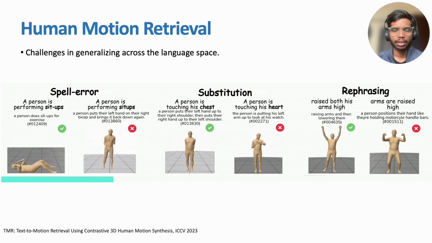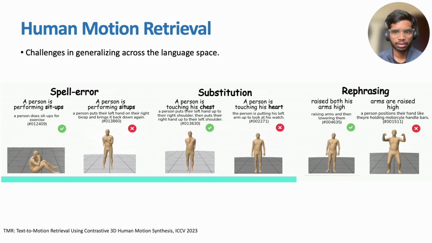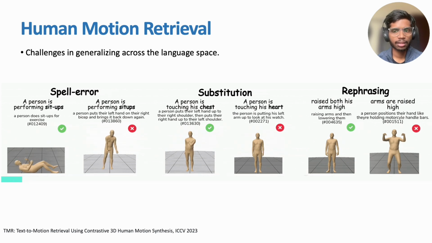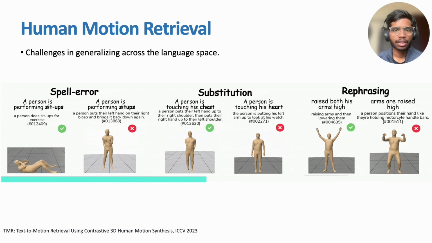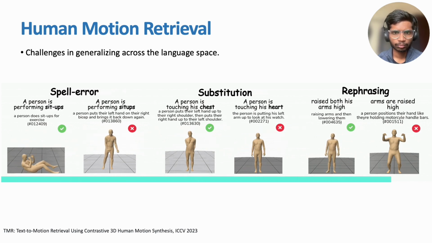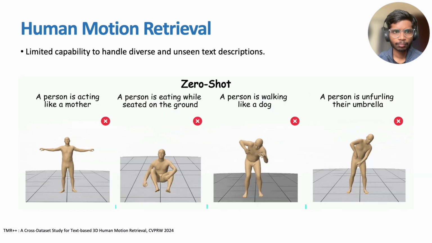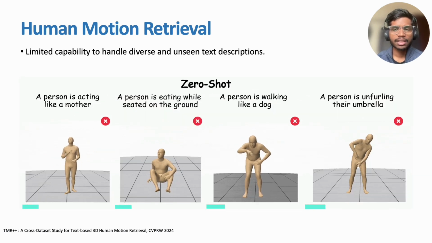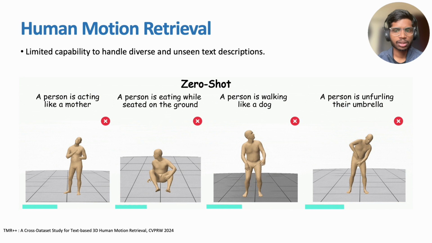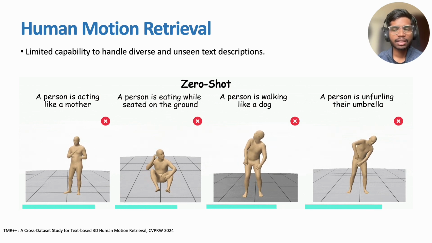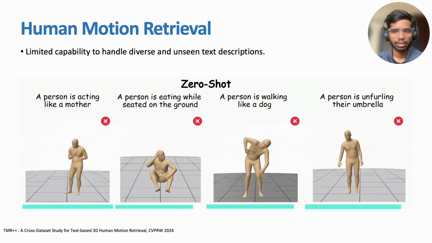Existing text-to-motion retrieval approaches focus on retrieving full-body motion sequences from motion databases. However, these strategies struggle with text phrases containing spelling errors, synonym substitution, or rephrased text sequences, leading to reduced performance. Additionally, these existing strategies struggle to retrieve motion sequences for text descriptions that are not part of the dataset, limiting their generalization capability and diversity.